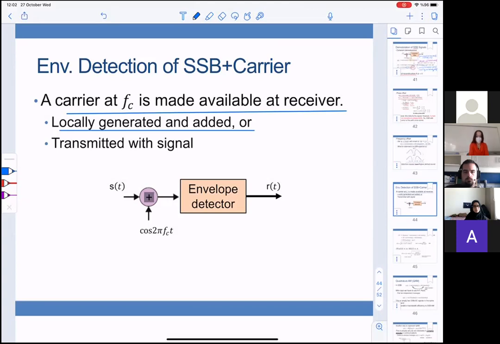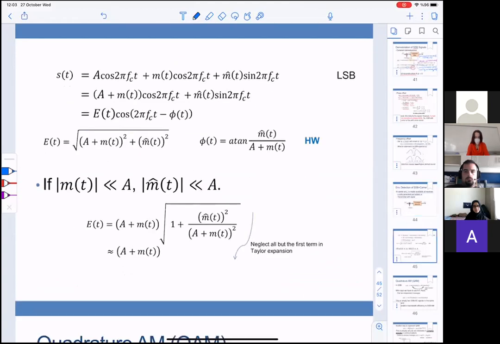The actual use of an envelope detector is when the carrier is sent alongside the transmitted signal. Okay, so in that case, suppose s of t and the cosine are added, I'm sorry, not multiplied. This is a typo. S of t and the cosine are added. And the result is passed through an envelope detector. What do we get? Let's see.